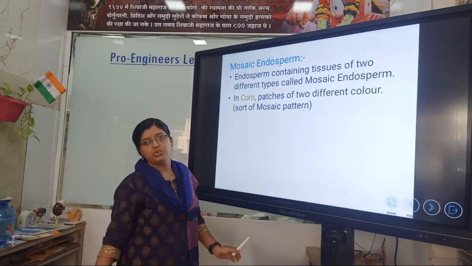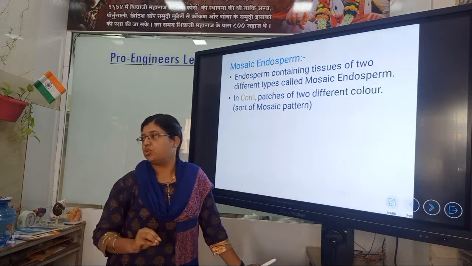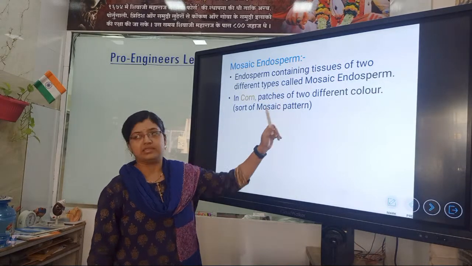Mosaic pattern: two different patches of tissues are observed in the endosperm. So it is a sort of mosaic pattern. Clear?